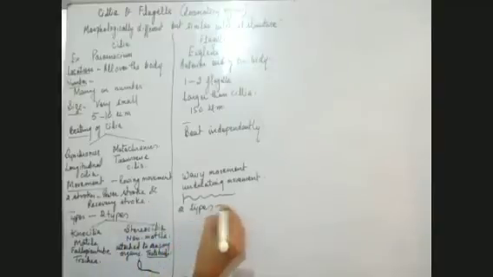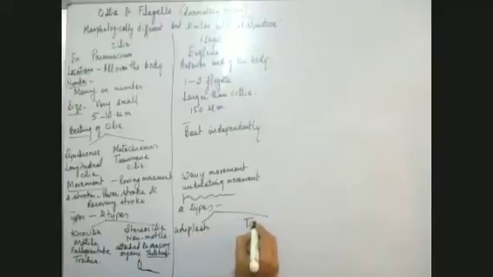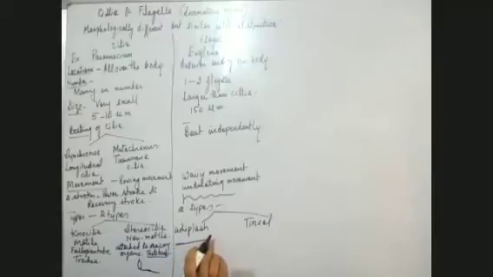Now the types of flagella. I told you these are also two types. The two types of flagella are, number one, whiplash type, and number two, tinsel type. The whiplash type of flagella is simply like this, a little broader from the base.